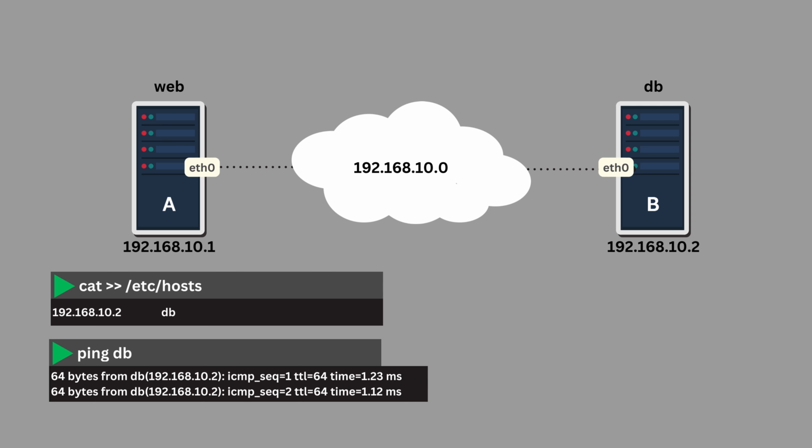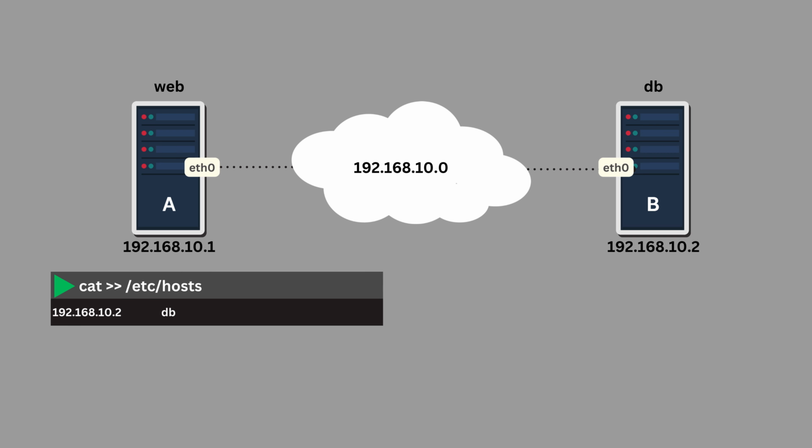The /etc/hosts file acts as a local address book for computer A. It tells computer A that whenever it encounters the name DB, it should use the IP address 192.168.10.2. However, computer A does not verify whether computer B's actual name is DB or not. It simply trusts the information in the /etc/hosts file.